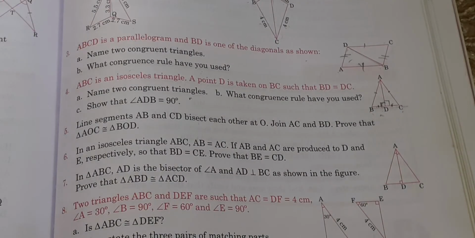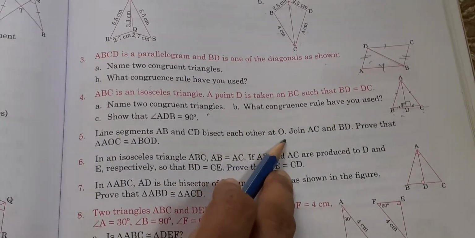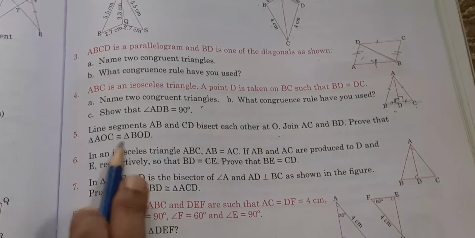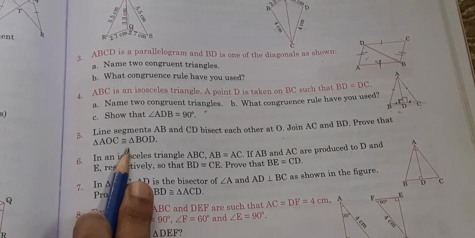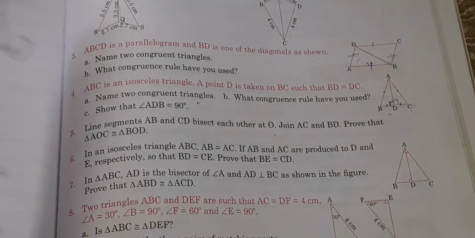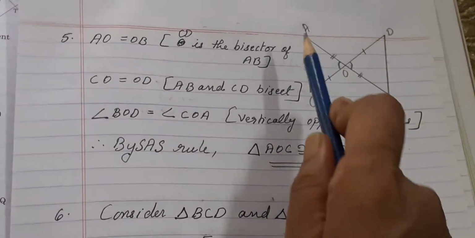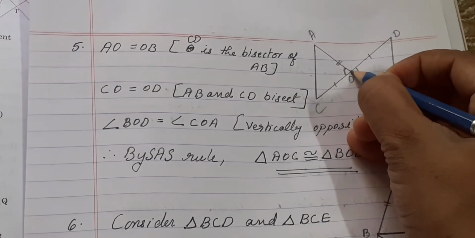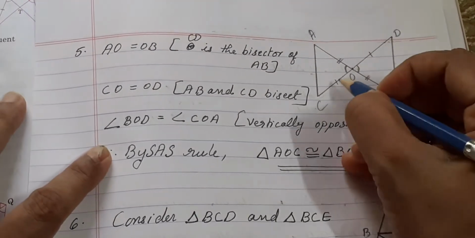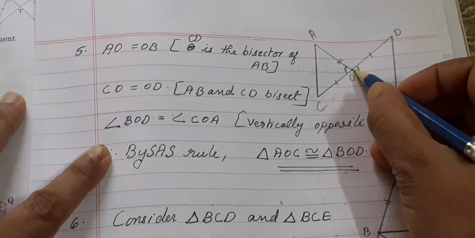Now we will move to the fifth question from the exercise. Line segments AB and CD bisect each other at O. Join AC and BD. Prove that triangle AOC is congruent to triangle BOD. So first you have to draw the figure here. AB and CD bisect. These two lines first we draw, that meet at the point O and they bisect each other. That means these two are equal and these two are equal. Bisect means passing through the center, isn't it?